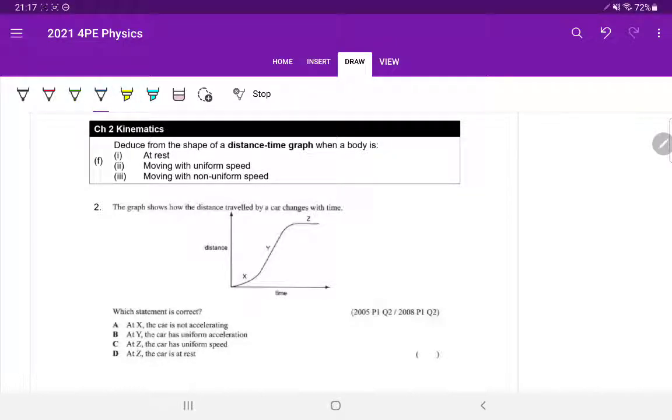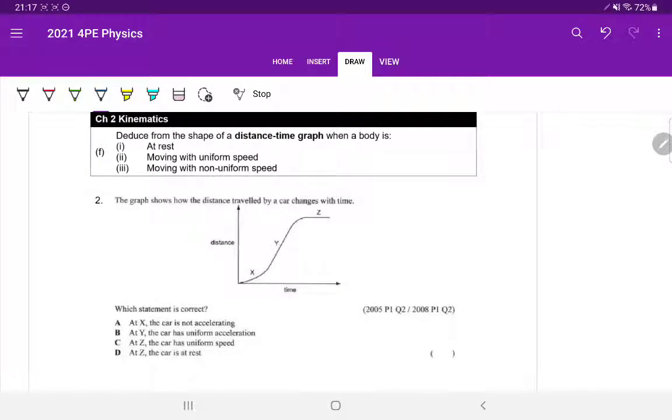So, learning objective 2F, the syllabus dictates that you need to deduce from the shape of a distance time graph when a body is at rest, moving at uniform speed and moving at non-uniform speed. So you need to be able to tell these three things from a distance time graph. So let's look at this question that was tested in 2 years, 2005, 2008. And I'm sure similar variations are tested every year, okay?